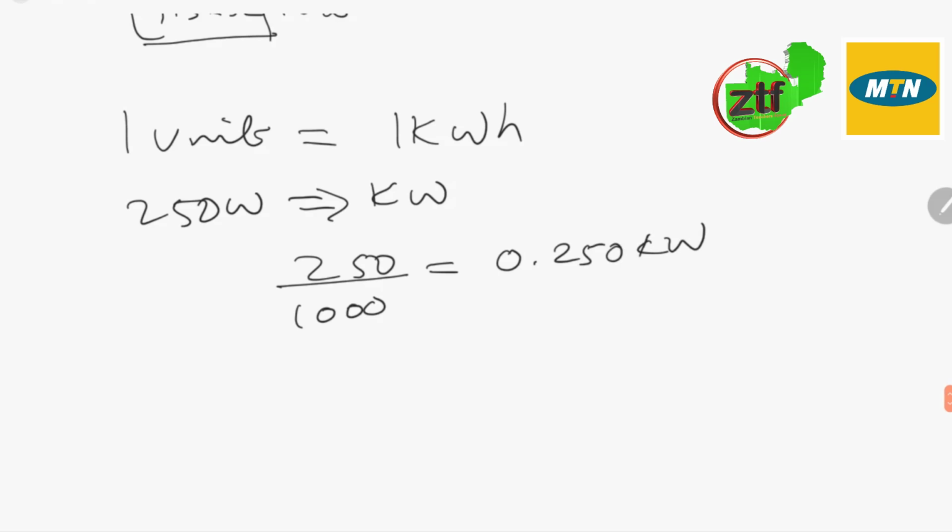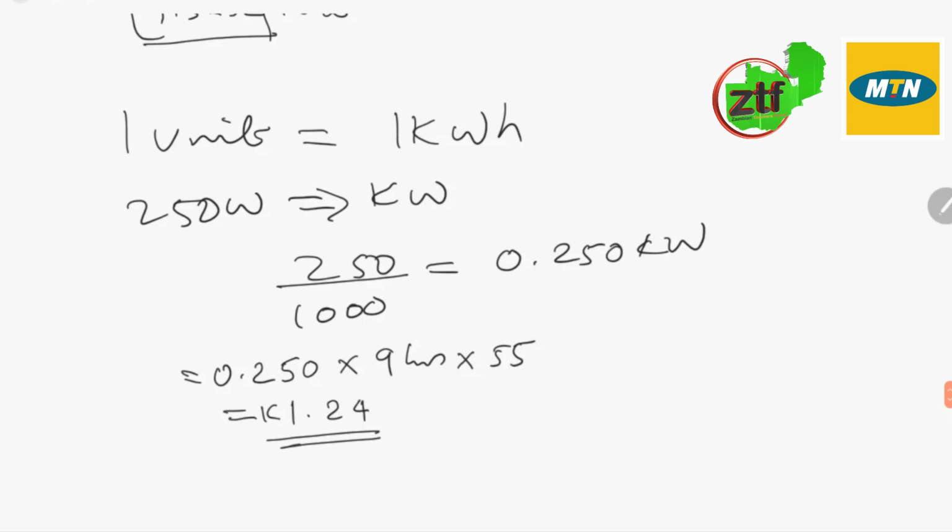We already have the hours there, so we don't need to tamper with the hours. So we just ask, how many units were used? It is 0.250 times 9 hours. When we do that, and then multiply by the unit cost, which is 55 ngwe, we are likely to get 1 kwacha 24 ngwe as the right answer.